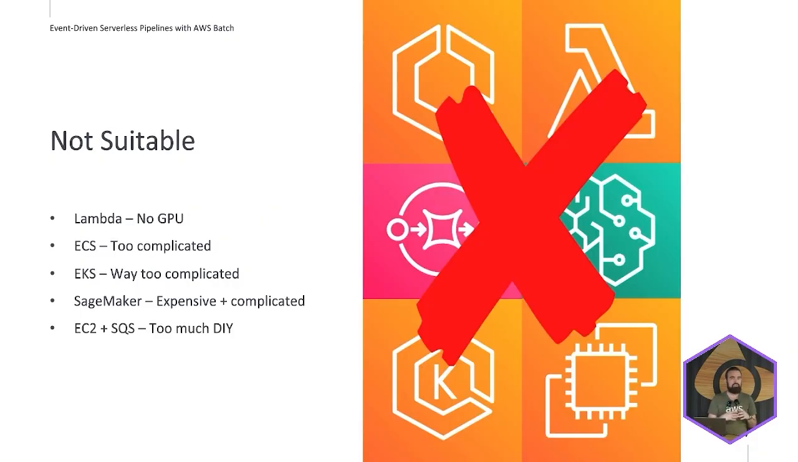So let's first look at what's not a good solution for this. Lambda wouldn't work here because Lambda doesn't support graphics cards. ECS could work, but it's a bit on the complicated side. EKS is way too complicated. If ECS is complicated, then EKS is just on another level. SageMaker is expensive and a little bit complicated as well because there's quite a learning curve to get started with SageMaker. And you could go the basic route with building blocks like EC2 and SQS, but that will be a lot of DIY and you don't have the time. If you remember, we have a working day. So how would we solve this?